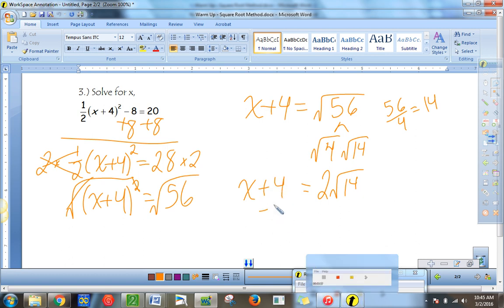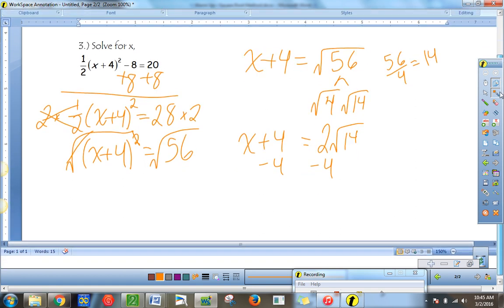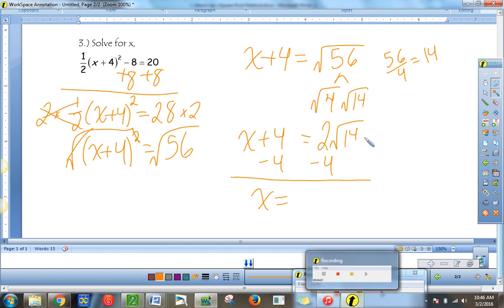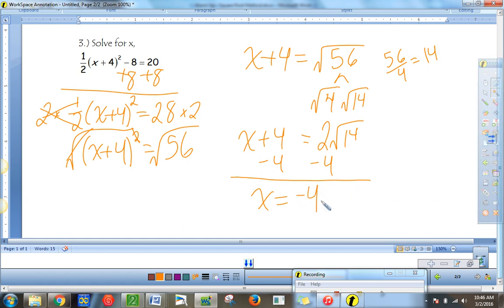Then we subtract 4. Fun fact, as far as good math hygiene, which of these should go first? We want the 4 to go first because it's a rational number. And we also forgot something. It's got to be plus or minus.